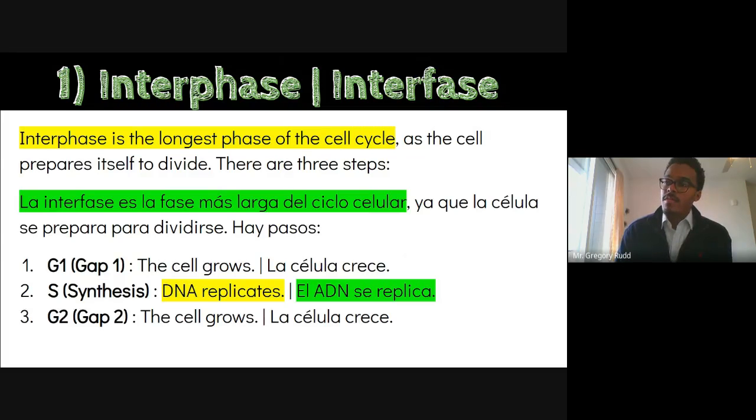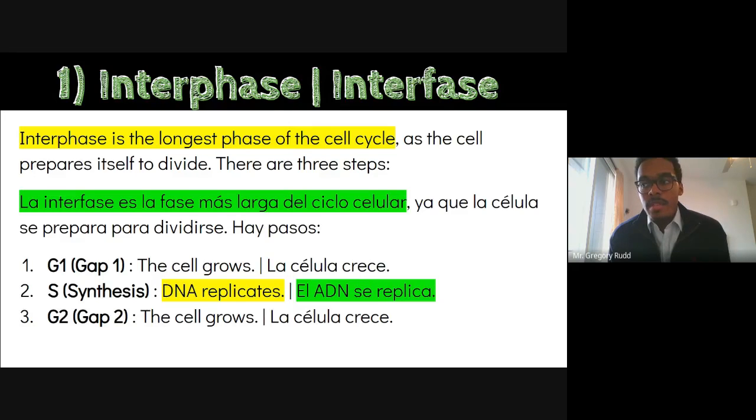So interphase comes first, and it is the longest phase of the cell cycle. For most of its lifespan, a cell will be in interphase. That means that it's doing whatever its job is, but it's also growing, and it's preparing itself to divide. Interphase can be broken down into 3 steps. G1. G might stand for gap. It could also stand for growth. It just depends on how you want to remember it. But during G1, the cell is growing.